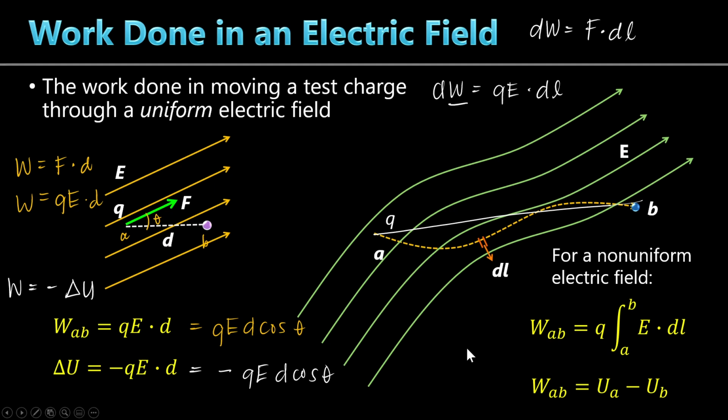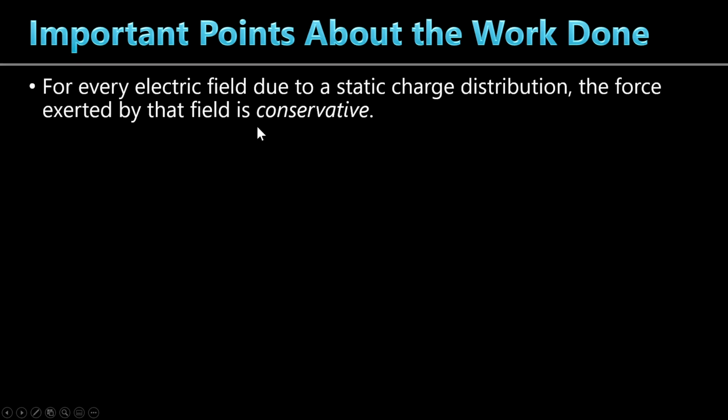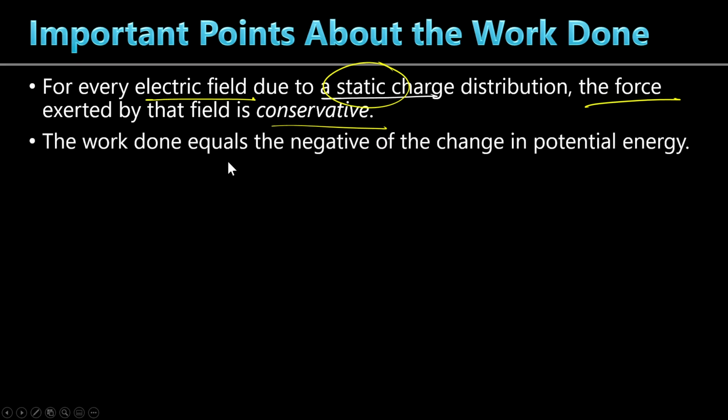Okay? Now, let us have a review on some of the important points about the work done involving electrostatic fields. For every electric field due to a static charge distribution. So, once again, let us give emphasis to this. No? The electric field involved is due to static charge distribution. That's why we describe the field as an electrostatic field. We must remember that the force associated with static electric fields is always conservative. And if this force is conservative, then the work done is always equal to the negative of the change in the potential energy.